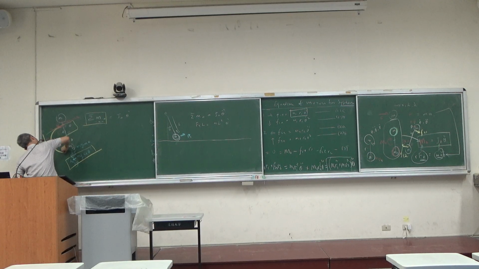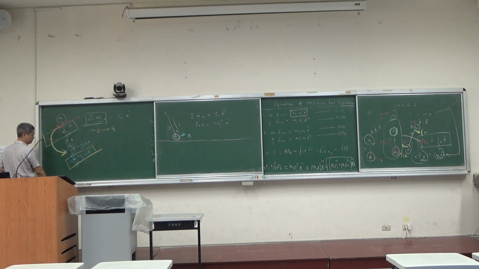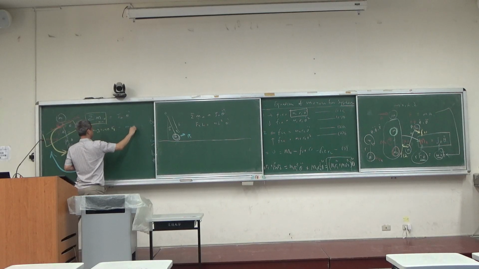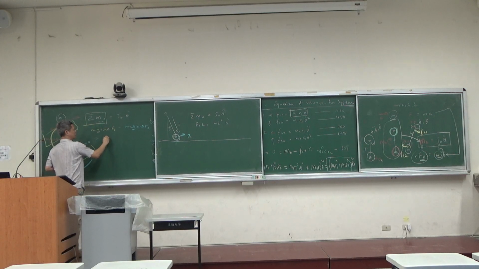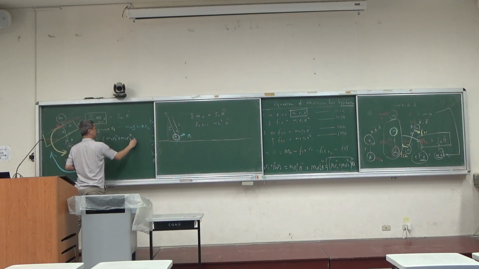Now let's see this. This is what you call counterclockwise rotation. Depending how you see, yes, this is counterclockwise. Then you can write this is M1G sine theta times the radius R1. But now, this bottom part is causing you a clockwise moment. Then you have the M2G sine theta R2. Then they sum up to be equal to M1 R1 squared plus M2 R2 squared times theta double dot.